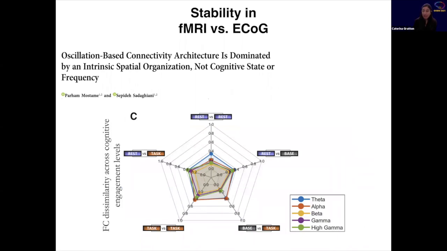Moreover, while at the beginning, I also pointed out that the properties of these studies that I'm telling you about today are specific to fMRI, which is slow. An intriguing recent paper from Kurhan Mostame and Sepide Sadagiani's lab suggests that this high level of stability in functional connectivity or functional architecture across states may also be true of phase and amplitude coupling connectivity estimates in ECoG data at many higher frequencies, as exemplified in this figure below.